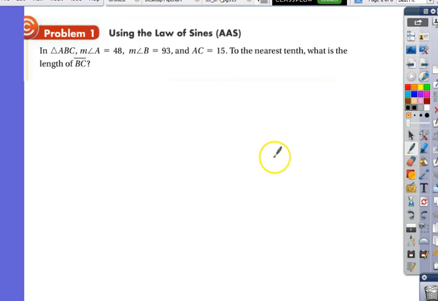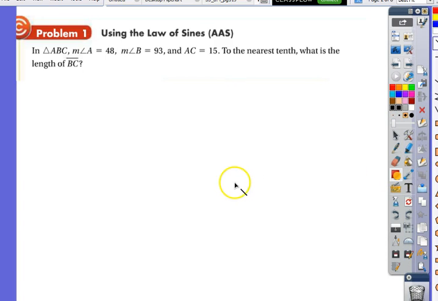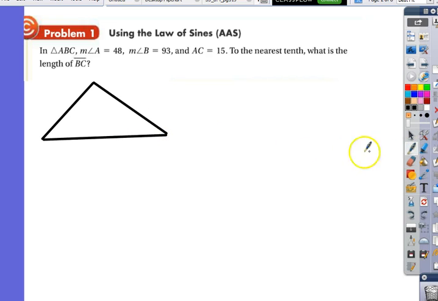So here we've got triangle ABC. I'm going to go ahead and sketch out triangle ABC. Now this triangle is not going to be drawn to scale, because I'm not going to take the time to measure out any angles or anything like that. I'm just going to do a rough sketch. It said that angle B was 93 degrees, so I'm going to put the B at the biggest place, the A over here, and the C over here.